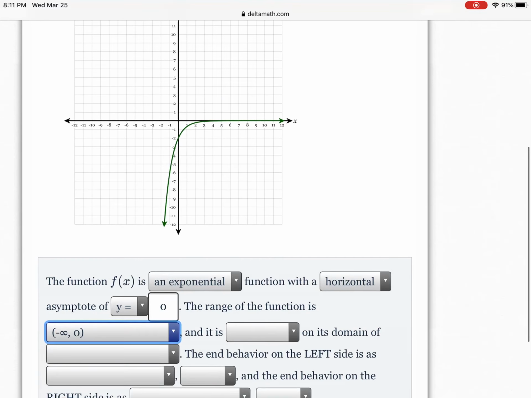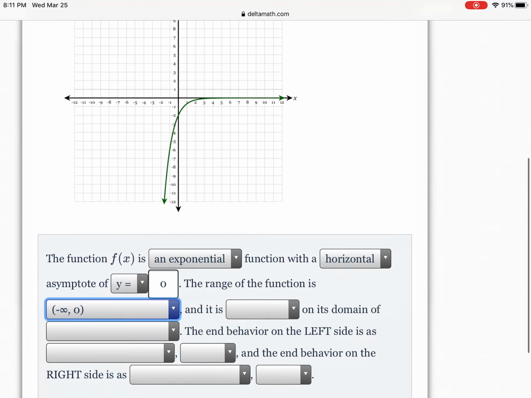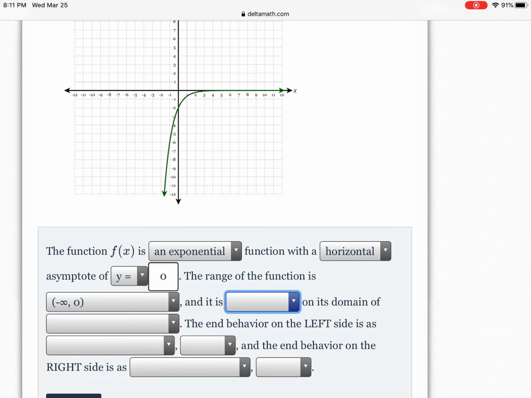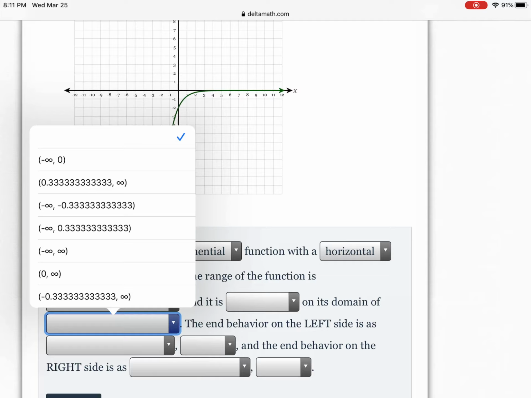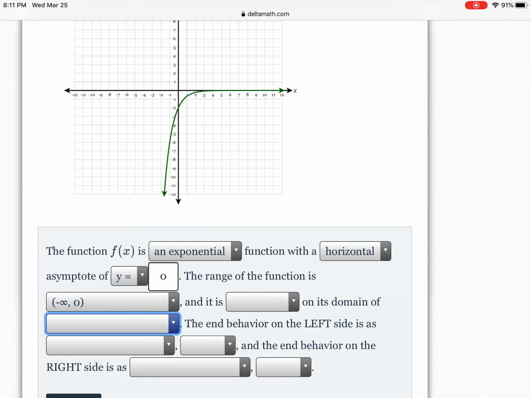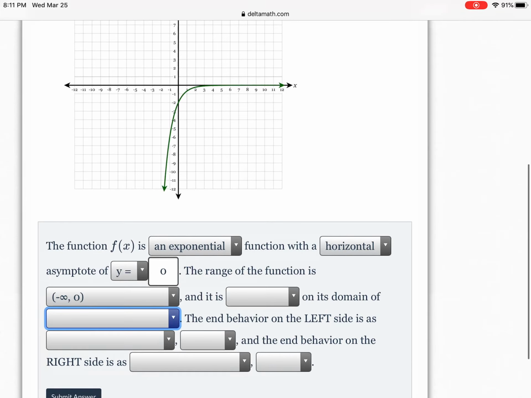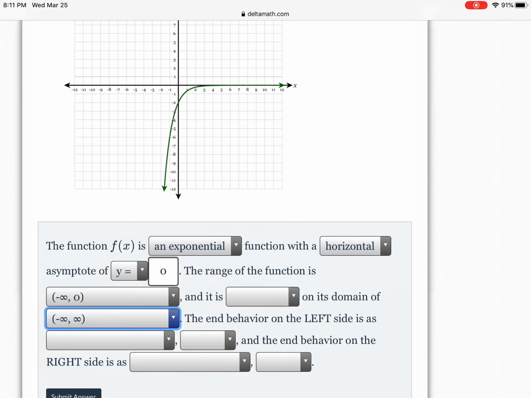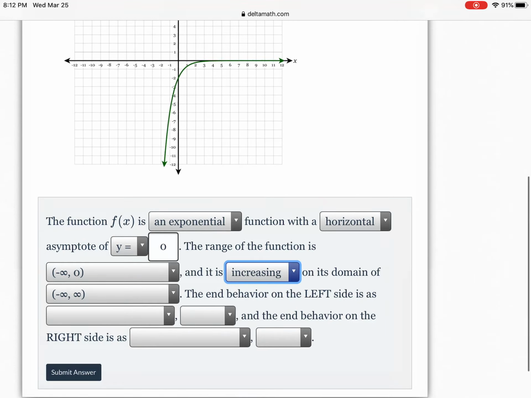Okay. So then it's blank on its domain of blank. So its domain is from left to right. So it goes all the way to -infinity, and it goes all the way to infinity. I think it's increasing because it's going up and up and up and up and up.